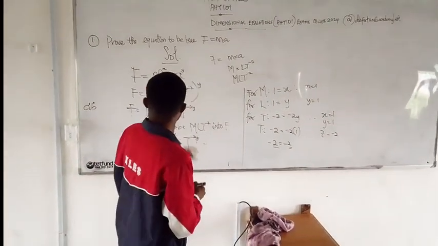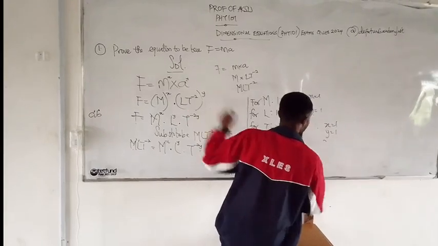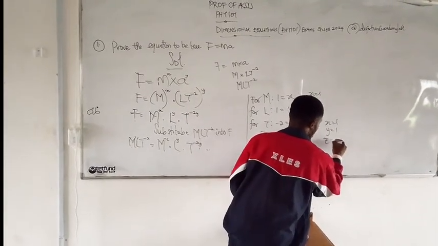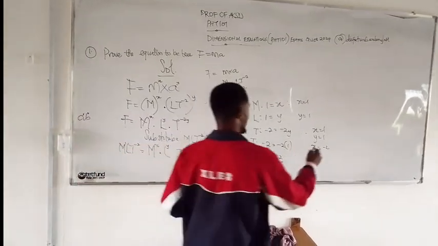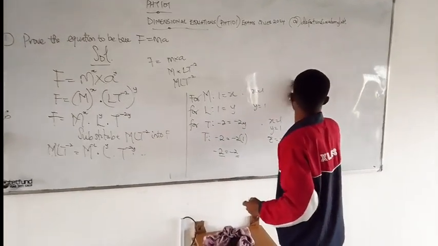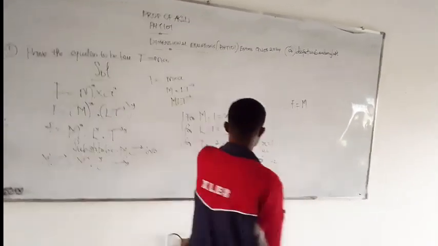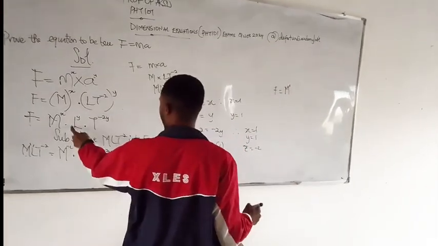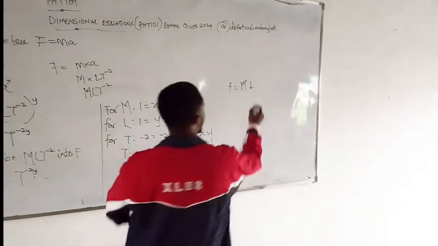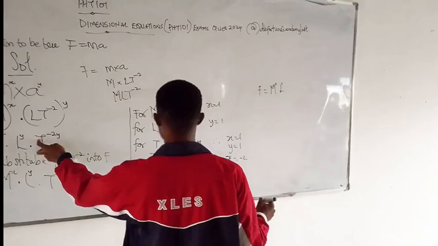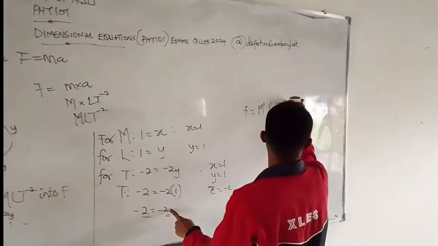So I input everything here. I was asked to solve for only X and Y. Okay, let's still keep this. We are not going to use it. So from here, I'll simply do F is equals to M raised to the power of X, and what is X here? 1. L is what? Raised to the power of Y. What is my Y? 1. T, what is for my T? Still minus 1. So I have T raised to the power of minus 1.